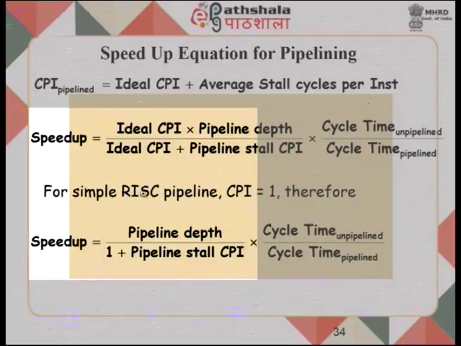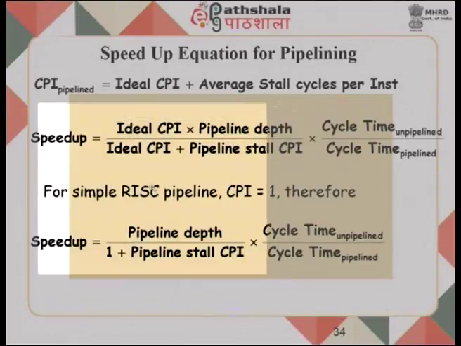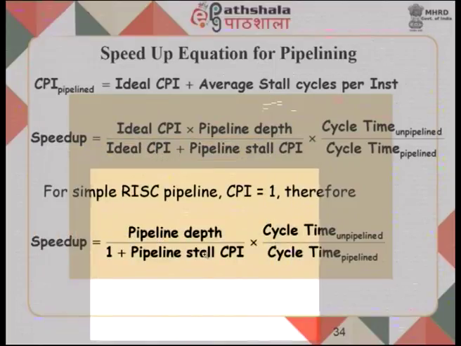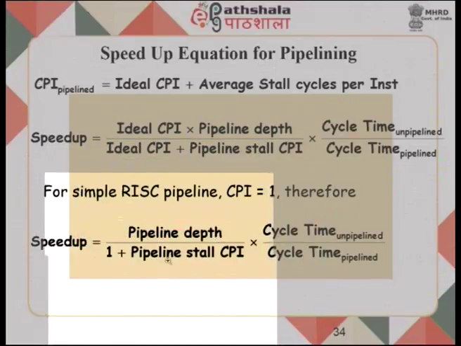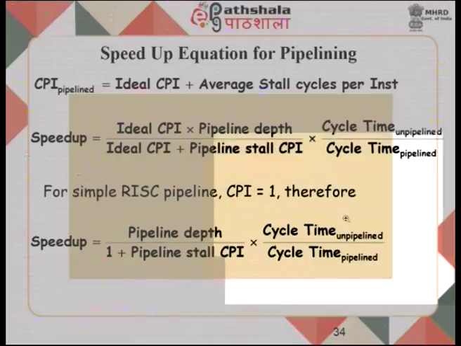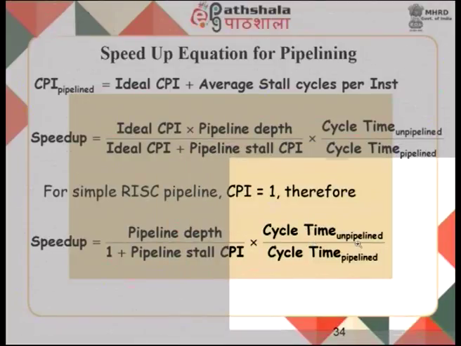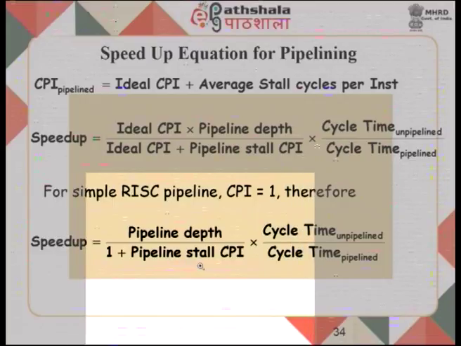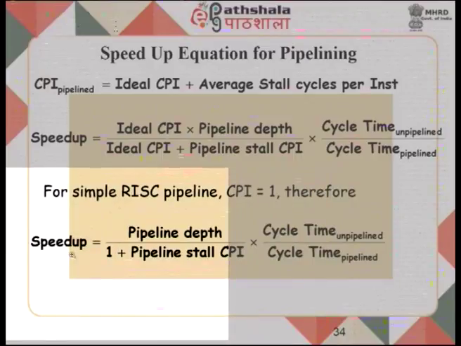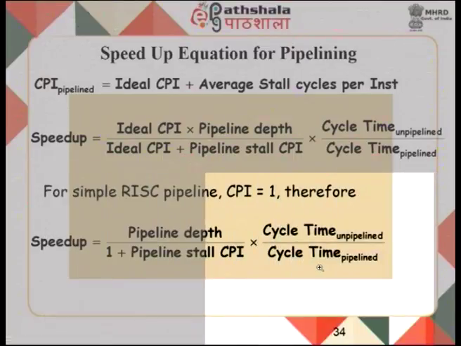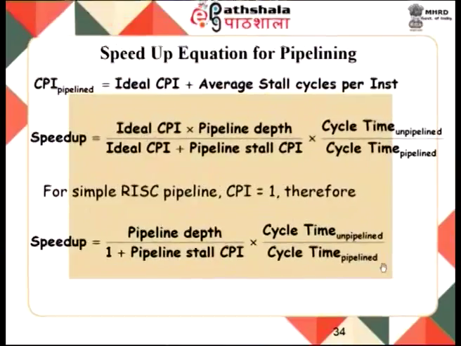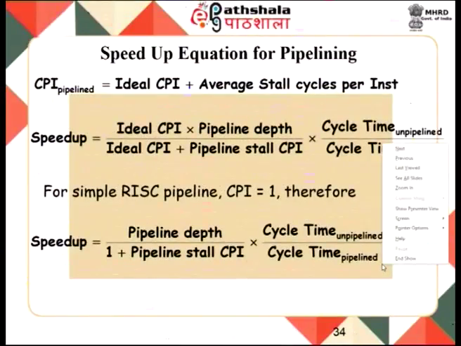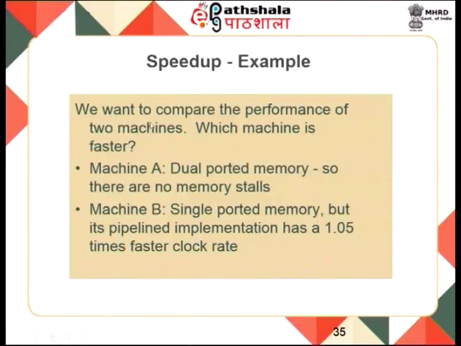For simple RISC machines, the CPI value is equal to 1. So, if you substitute a value of 1 here, it becomes pipeline depth divided by 1 plus pipeline stall CPI. If the cycle time unpipelined and cycle time pipelined are the same, you find that speedup is equal to the pipeline depth divided by 1 plus pipeline stalls. So, ideally, when you do not have any stalls occurring in your pipeline, the speedup is equal to the pipeline depth.